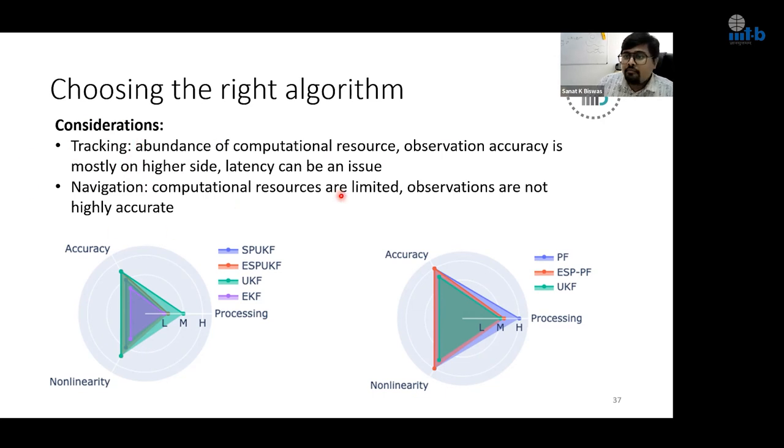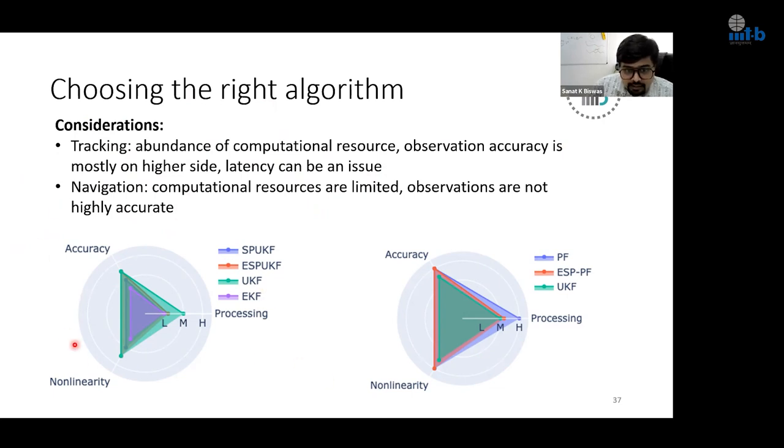For navigation, we are doing it on the satellite itself. We cannot put a supercomputer, we cannot put a GPU on the satellite, right? Because they take a lot of power, and also it's heavy. Computational resources are limited, observations are not very accurate. So based on that, what to choose, right?